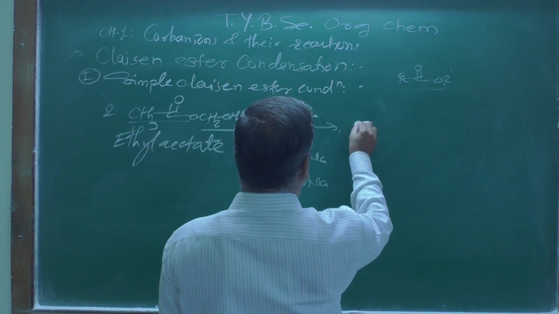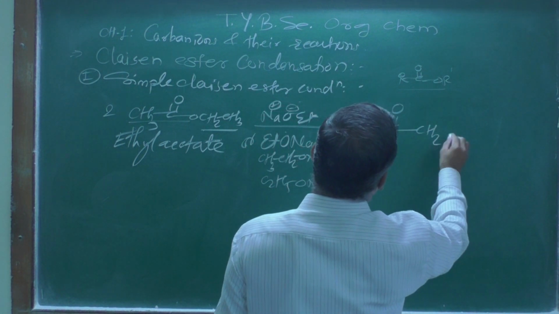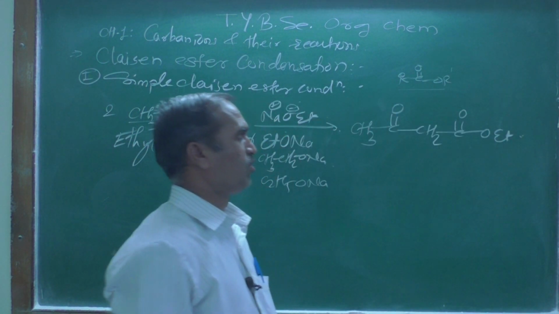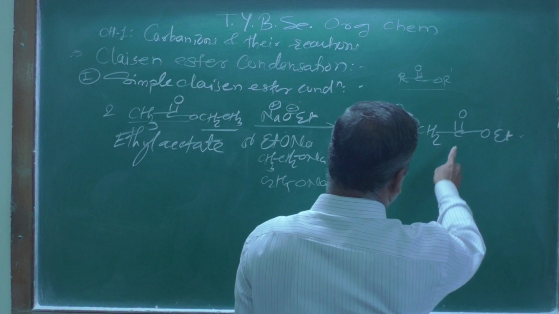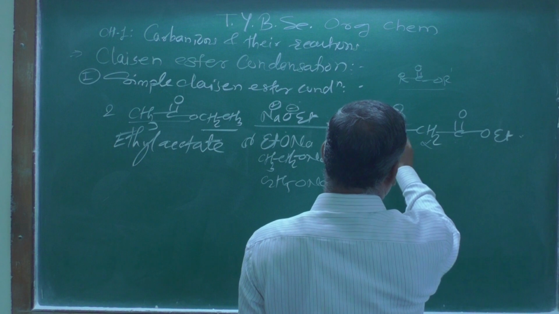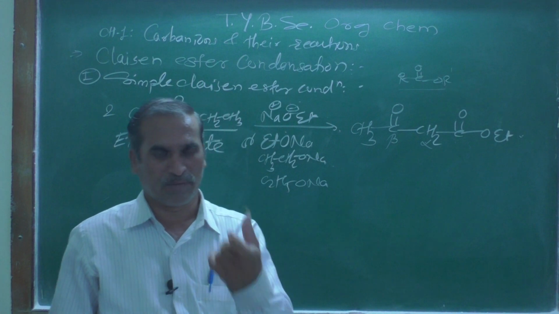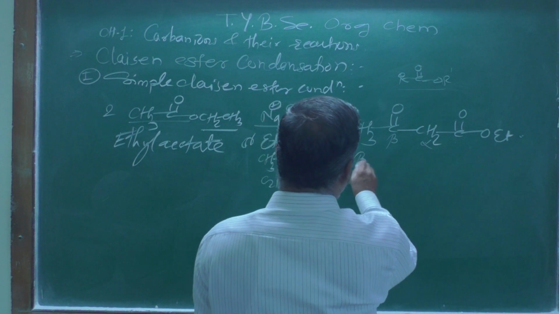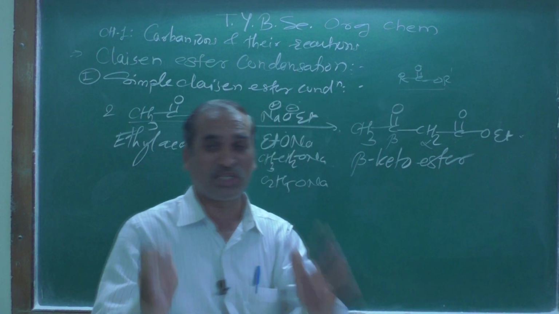The product you are going to get here is CH3, C double bond O, then CH2, then C double bond O, OEt. You know that Et means ethyl group. Now the name of this compound: look at this carbonyl group, and adjacent to that you can call it alpha. This one is beta. The keto group, the carbonyl group, is present at the beta position, and therefore it is known as beta keto ester. The name of this compound is beta keto ester.